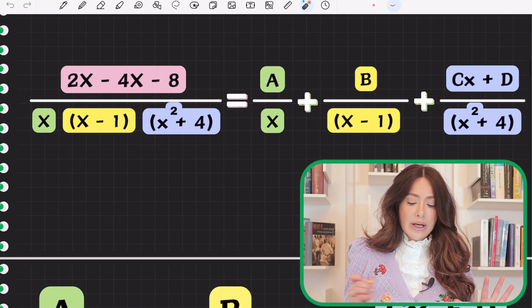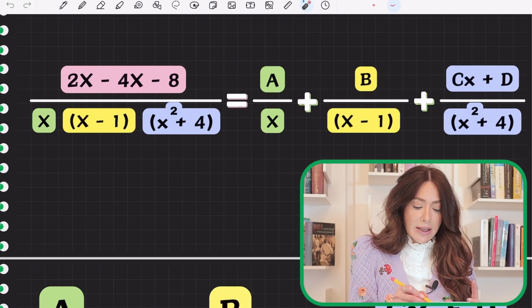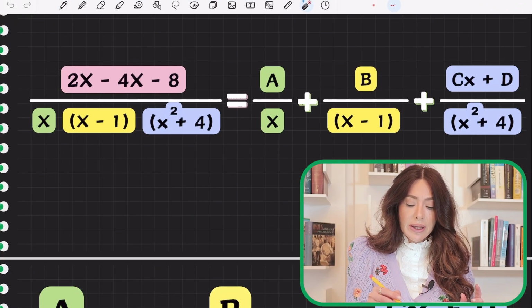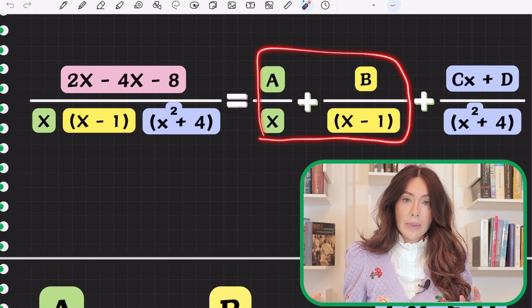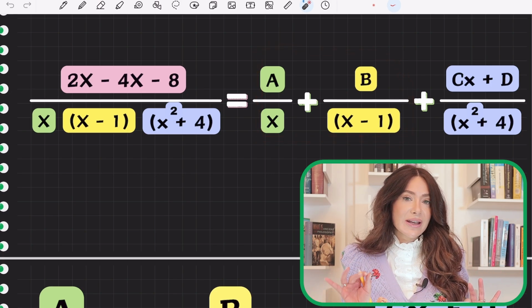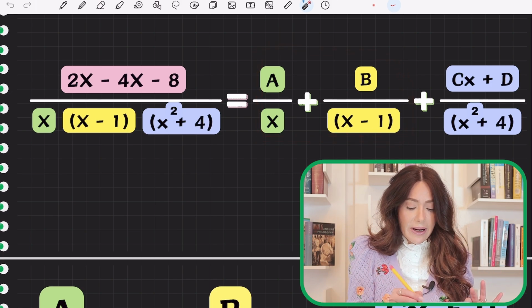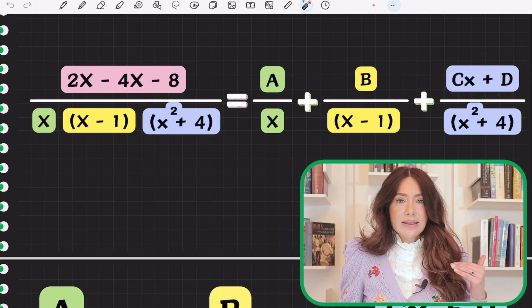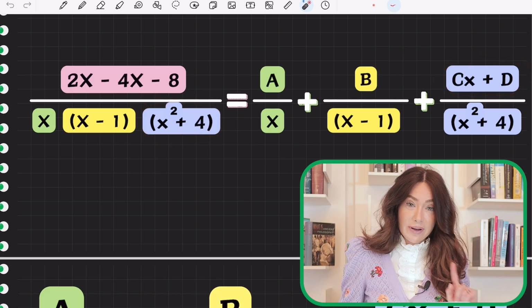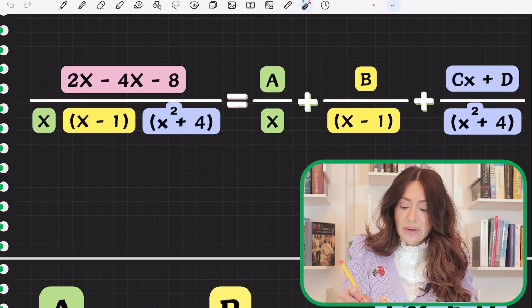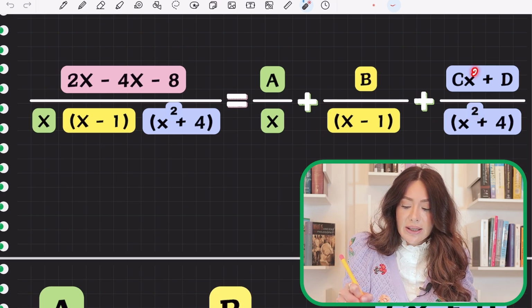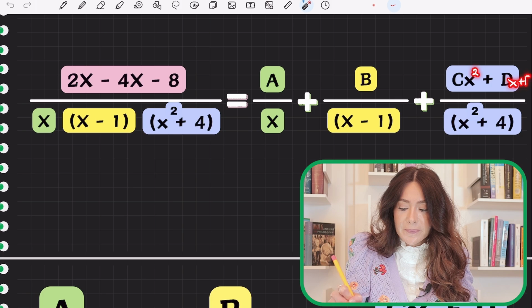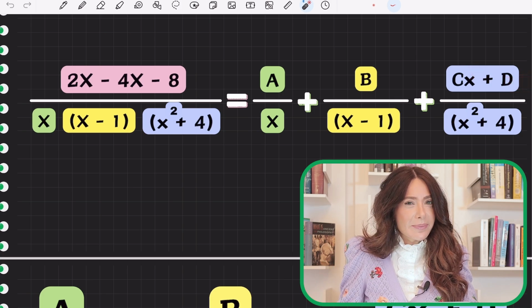Okay, you probably already know that anytime you have a linear factor, this is how you factor it. However, if you have an irreducible quadratic factor like this one, then you need a linear numerator. Okay, if you have quadratic, you need linear. However, if you had cubic here, then you would start with quadratic, right?